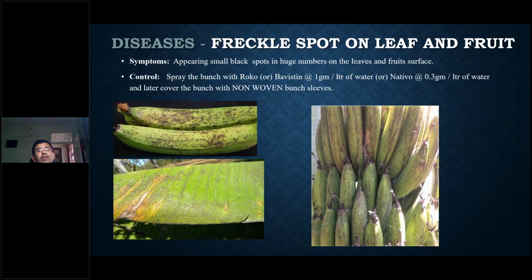No one buys. So to control this disease, Bavistin or Rocco spray should be given at the rate of 1 gram per liter of water, or Nativo should be sprayed at the rate of 0.3 gram per liter of water, with a sticker. For any pesticide or fungicide spray, you must add the sticker at the rate of 0.5 ml per liter of spray solution, and cover the bunches with non-woven sleeves.